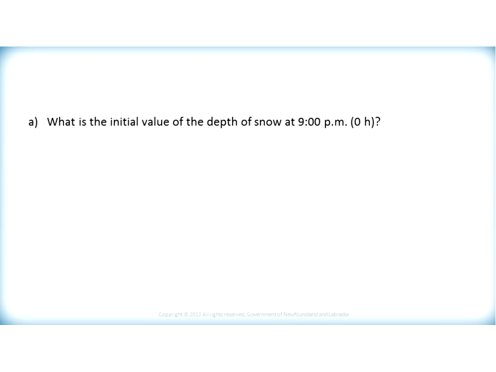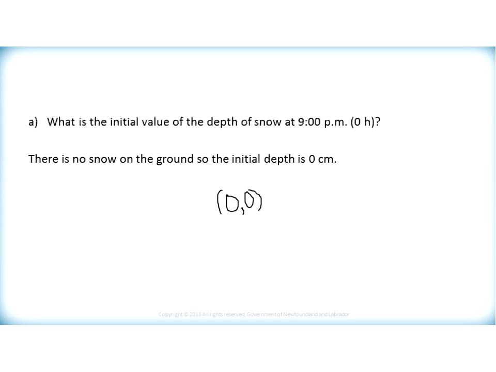So the first thing we want to determine is what is that initial value of the depth of the snow at 9 p.m. 9 p.m. is hour 0, or the 0 hour. So our initial value is always when our independent variable, which in this case is time, is 0. And in our situation, we said that at 9 o'clock, there is no snow on the ground. So that means the initial depth, the initial value of the snow, is 0 centimeters. So once again, this is a line that passes through the point 0, 0.